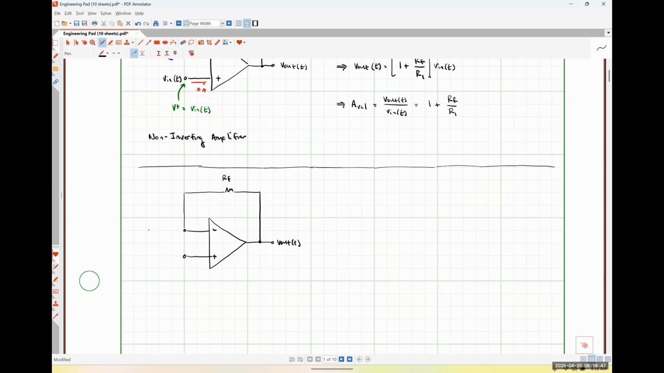I'm going to have that same resistor R1 connected to the inverting input terminal as well. But now, instead of grounding the left-hand leg of this resistor, this is where I'm going to apply my input signal. And now I'm going to ground the non-inverting input node.